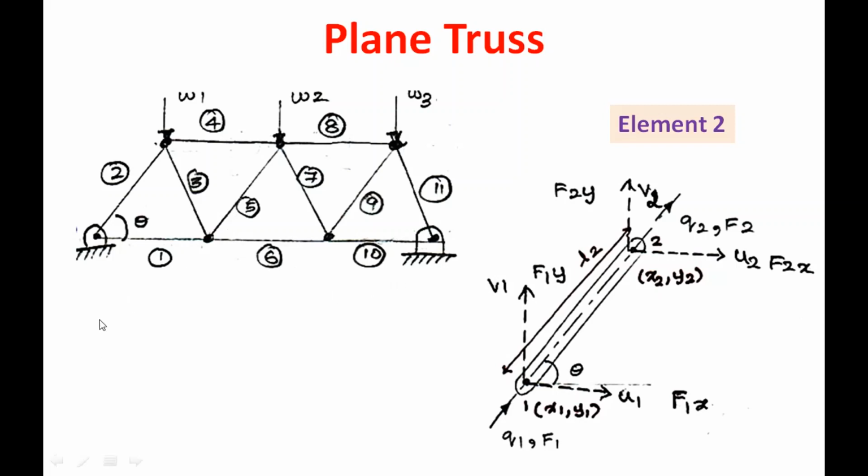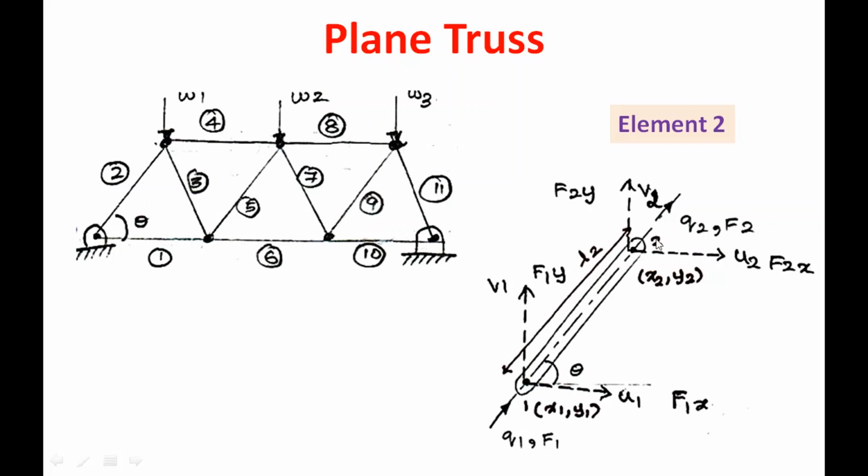First, for better understanding, we are going to consider only one truss element for the further discussion. So let us take this truss element 2, which is inclined at an angle theta. That element 2 alone is shown here. The angle of this element is theta, and here is node 1 and this one is node 2.